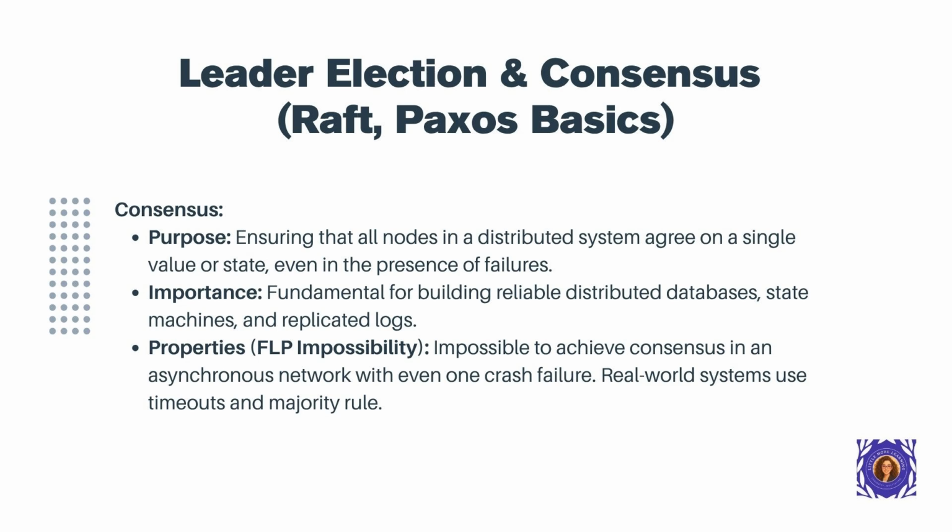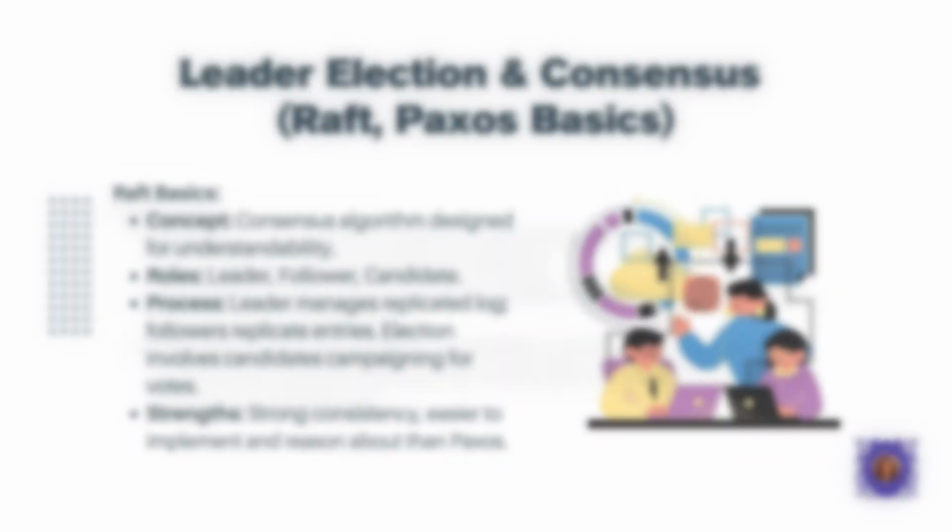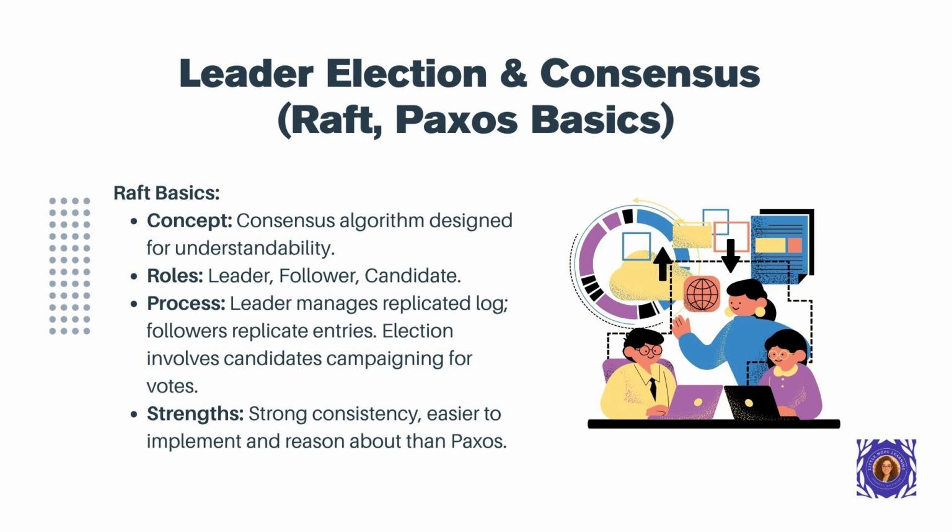Real-world systems overcome this by employing practical techniques like using timeouts to infer failures and relying on majority rule rather than requiring absolute certainty from every single node. Now, let's briefly touch upon two prominent consensus algorithms that address these challenges.